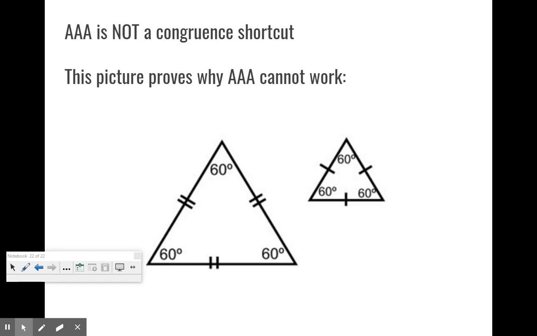Angle-angle-angle is also one you maybe want to add to your notes. It is one that does not work. We need more information. This is the best picture I have to show you guys. If we have an equilateral triangle and another equilateral triangle, I can draw them small or big, and all their angles are still the same, but they're obviously not congruent. So I'd need more information. I'd need another side, or I'd need something else. So angle is not a congruent shortcut. Side is, but with angle, we'd need more information.